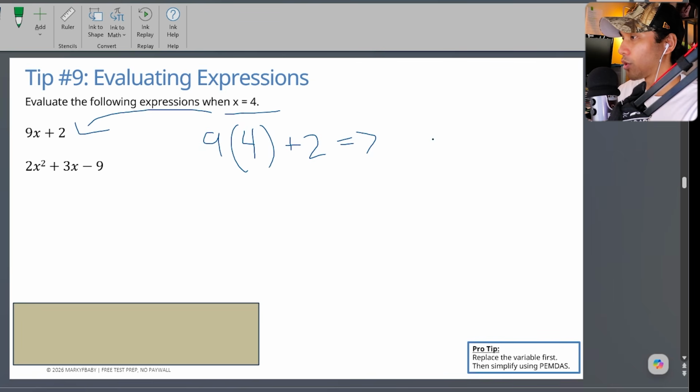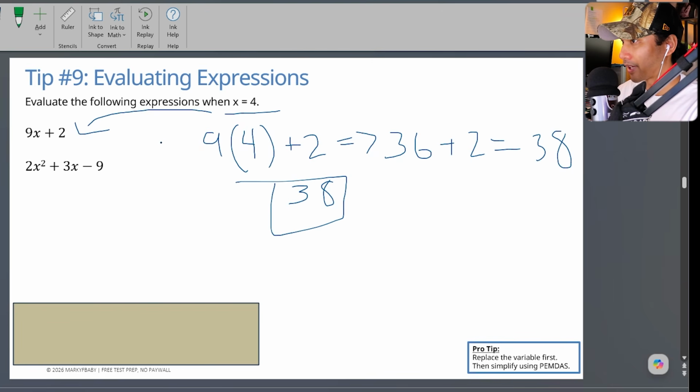So 9 times 4 is 36. And then we carry that 2. And then we get 36 plus 2 is 38. So 38 is the simplification of this expression. I don't know if I said that right. I don't know if that's even right. But that's just this simplified when x equals 4.